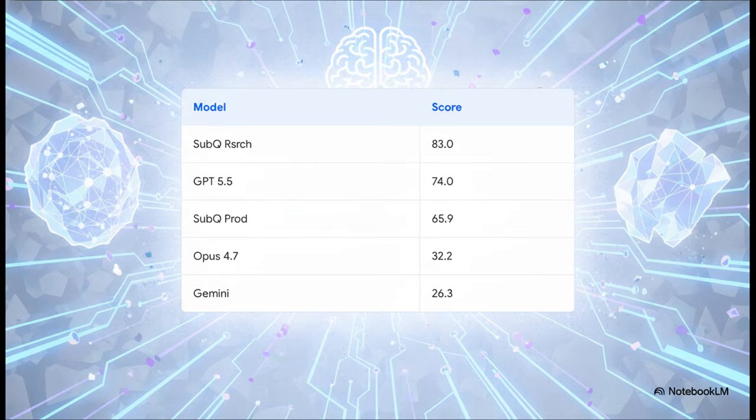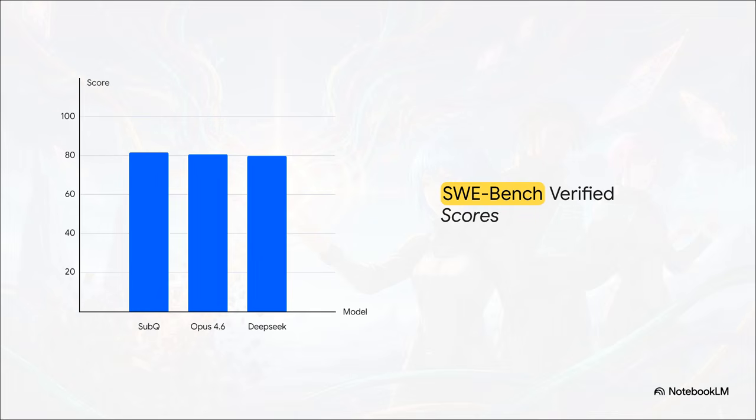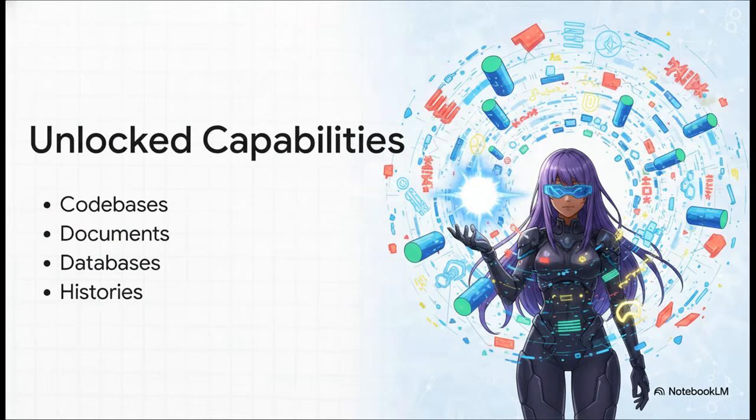And when we talk about raw coding execution on SWE-Bench Verified, SubQ leads the pack again with a score of 81.8, pushing past both Opus 4.6 and DeepSeek 4.0 Pro. What does this actually mean for you? Well, it enables their SubQ code agent to load entire code bases into a single context window. Developers can now plan, execute, and review in one single pass, totally skipping that clunky coordination latency you usually get with multi-agent systems.